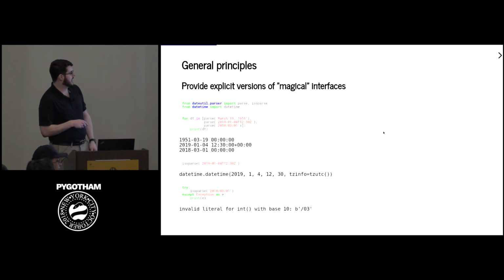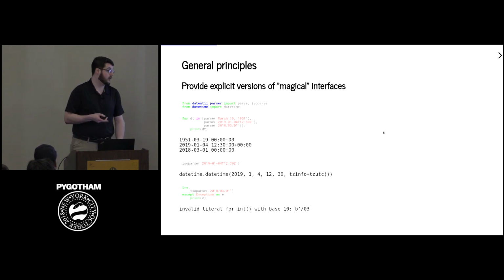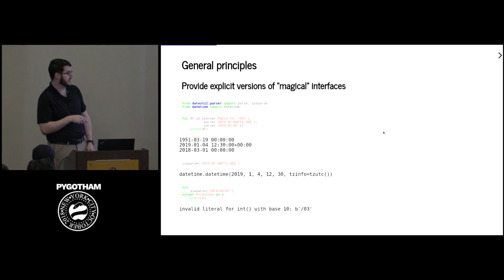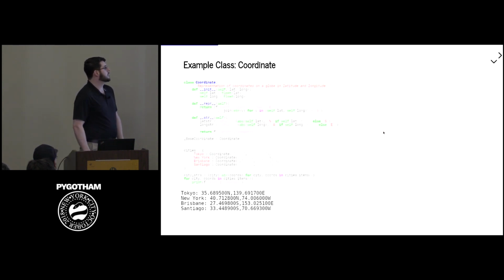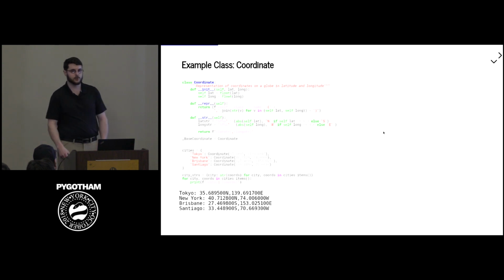So we have this escape hatch in terms of the ISO parse. ISO parse is fast, and also it's explicit. So if you pass it something that's not an ISO 8601 date, that will fail. So those are the principles. Let's apply them to an example.